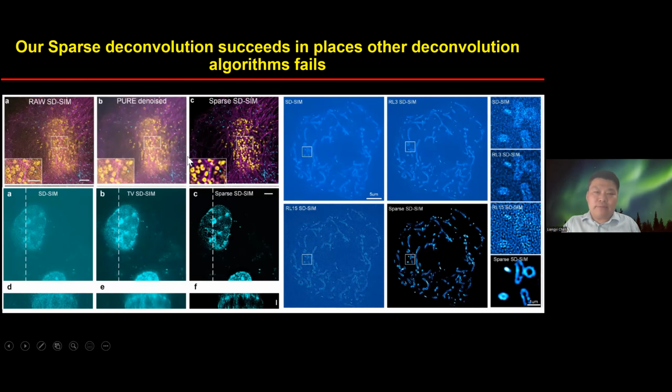And we also tested, for example, if we just use pure denoising or TV deconvolution, or just do RL deconvolution multiple times, it doesn't work. So you actually need the whole pipeline. You need the spatial temporal continuity and also the sparsity, both together, to constrain the reconstruction process, followed by the iterative deconvolution.